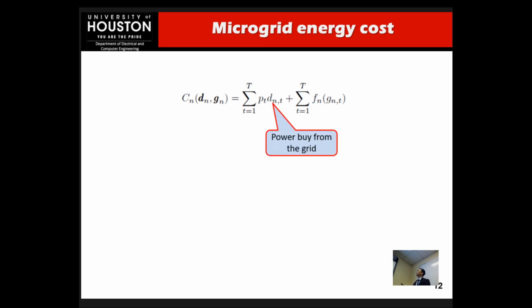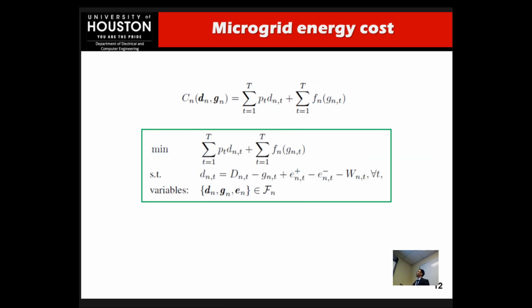So this is the amount of power bought from the main grid, and this is the price of the power, and this is the power generated locally, and this is the cost to generate power. And then microgrids can solve the cost minimization problem to determine how much to buy from the main grid and how much to generate locally.